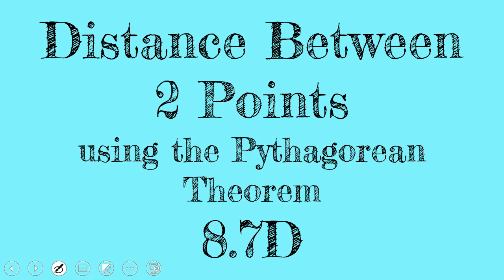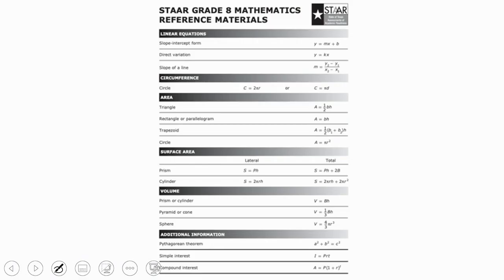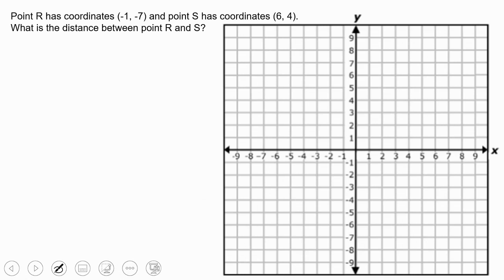Okay, guys, so in this video, I'm going to be discussing the distance between 2 points using the Pythagorean Theorem. And this TEK is 8.7D. So we can find the Pythagorean Theorem formula on our reference chart here. And we're going to go ahead and jump into the first problem.